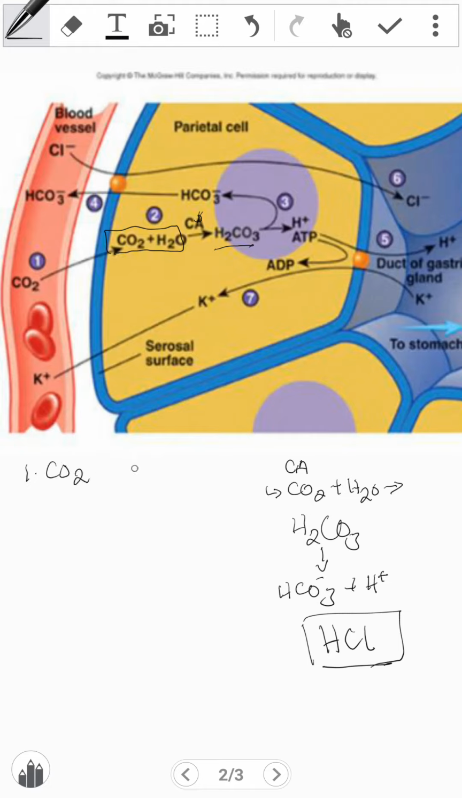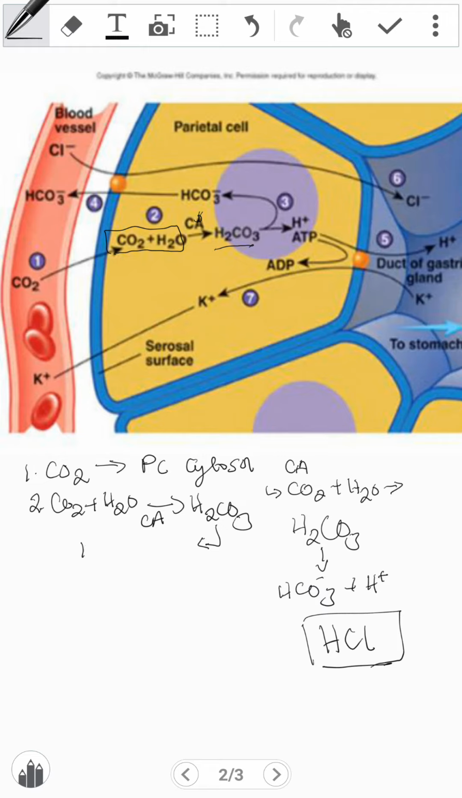So carbon dioxide goes into the parietal cell. Once it goes into the parietal cell cytosol, what do we have? We have it combining with water, made possible by carbonic anhydrase to produce carbonic acid, and this dissociates into hydrogen and bicarbonate. Having these steps done, let's see where the hydrogen goes.